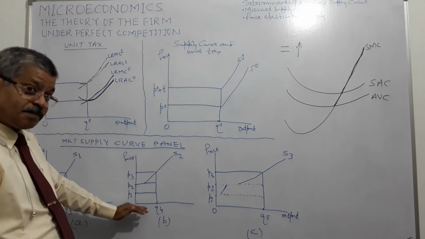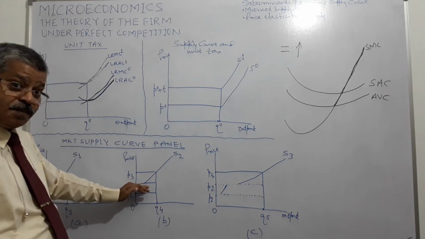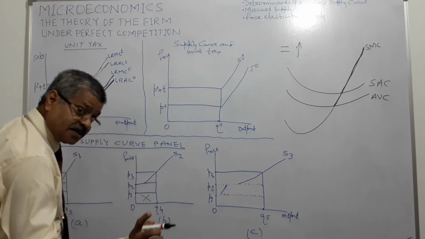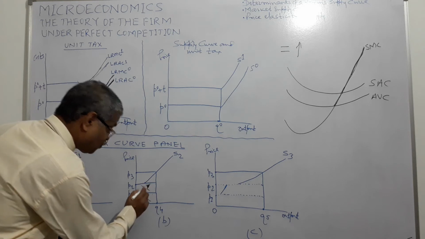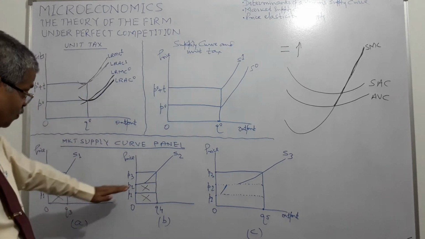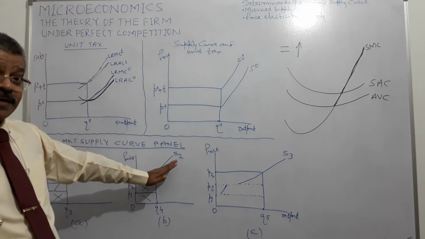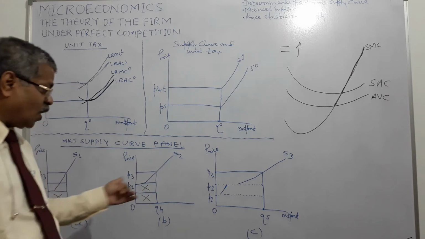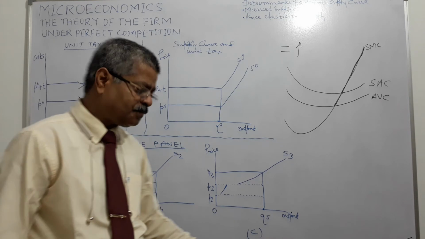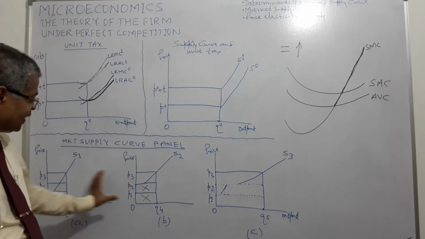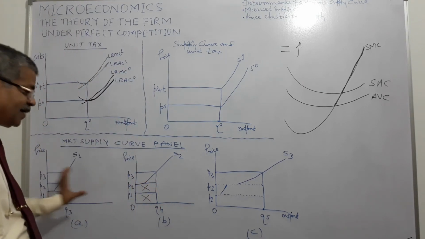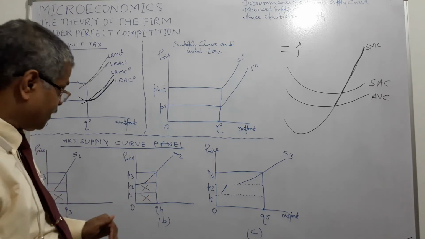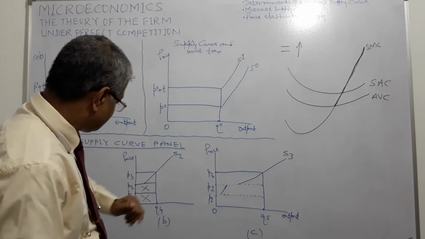Unit 2 says, I will supply only when the price is equal to P2 or more. So it doesn't supply at less than P2. Equal to P2 and more, it supplies, and the supply line is S2. So how do we get the market supply? We get it by aggregating supply by these 2 units. We have assumed that there are only 2 units in the market. So how do we get it?